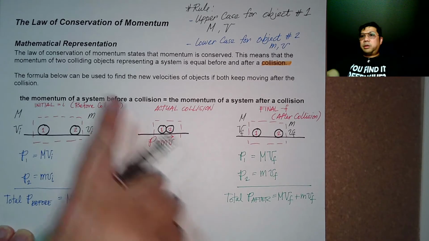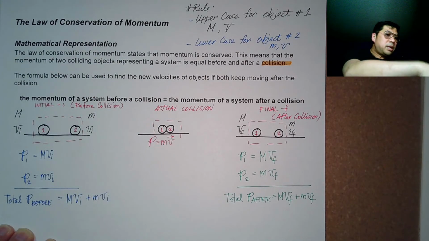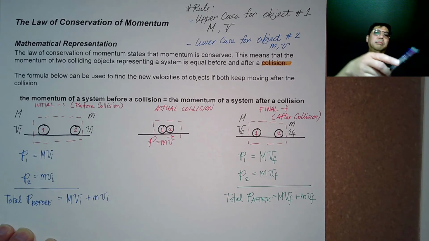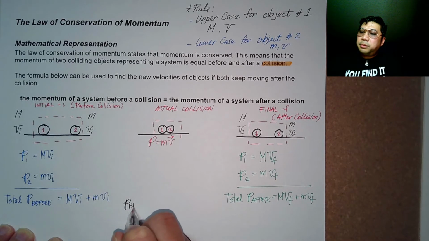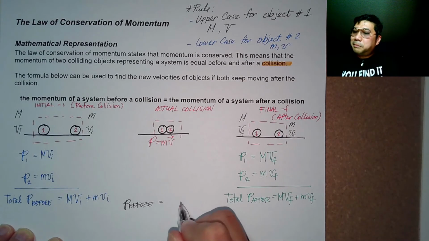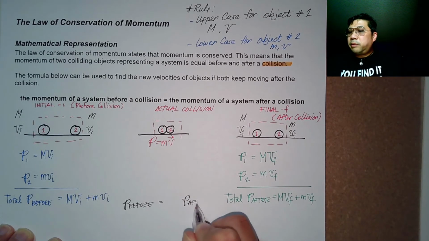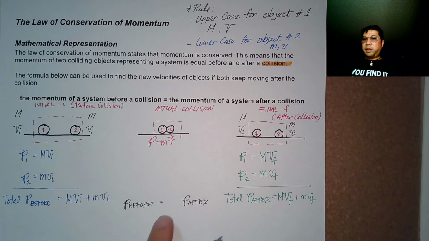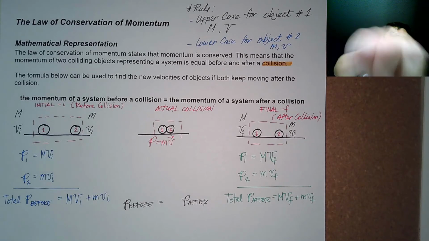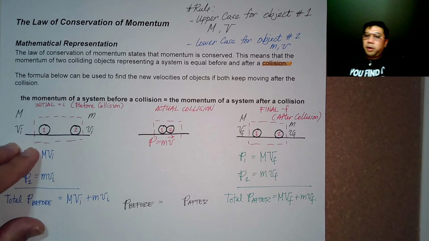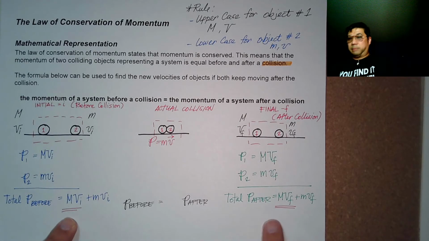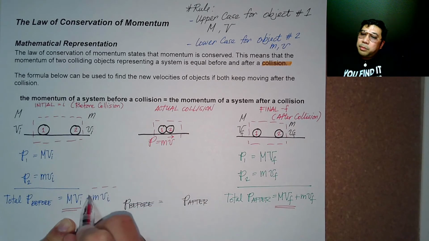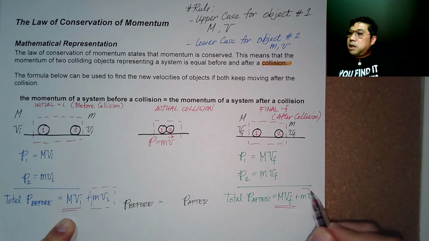The condition according to the law of conservation of momentum is that those two numbers should be equal. So they should be the same. The momentum before should be equal to the momentum after. But if you notice, I have left a space over here because I want to emphasize that we're not talking about this momentum being equivalent to this momentum. They will not be equal. This momentum will not be equal to the momentum here.